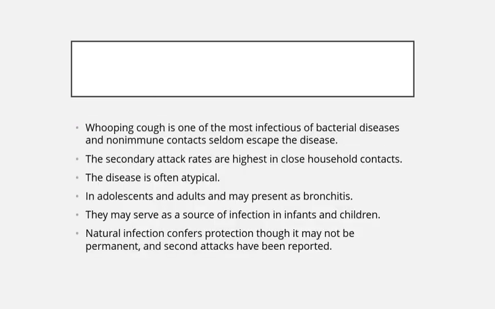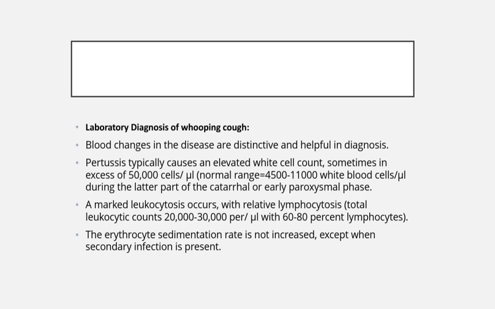Whooping cough is one of the most infectious of the bacterial diseases, and non-immune contacts seldom escape the disease. The secondary attack rates are highest in close household contacts. The disease is often atypical. In adolescents and adults, it may present as bronchitis. They may serve as a source of infection in infants and children. Laboratory diagnosis. Blood changes in the disease are distinctive and helpful in the diagnosis.